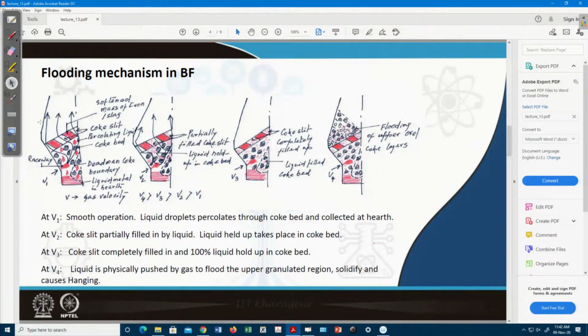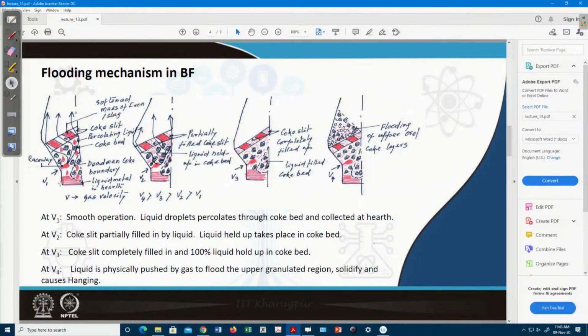So, in the blast furnace, I have drawn this nice picture. You can see this is the cohesive zone and this is the coke slit. White regions are the coke slits and the red regions are the fused mass of iron and slag. The gas is coming and passing through the coke slits and moving up. Only this region, the coke slit, is the passage through which the gas can pass in the cohesive zone.